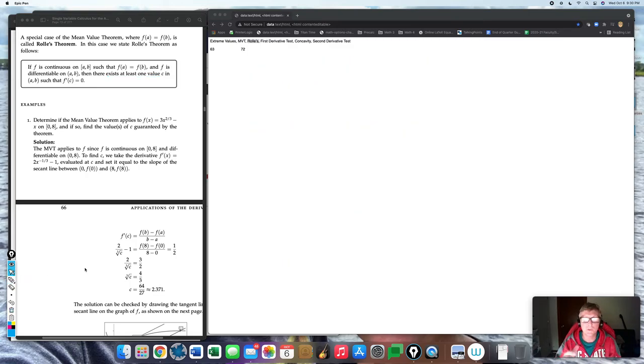It just has that extra condition that the y values at the endpoints are equal, and then you set f prime of c equal to 0.